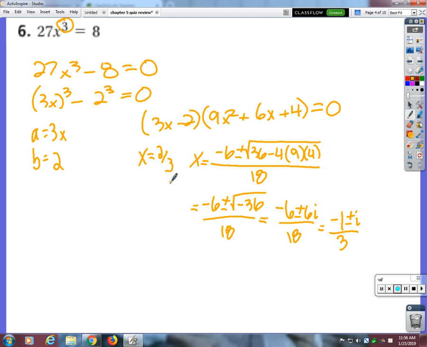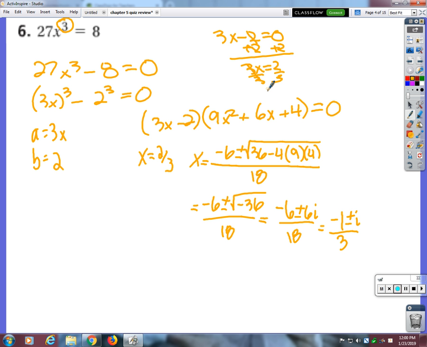Okay, hang on for just a second. Tell me when you're ready, Callista. Okay. I have 3x minus 2 equals 0, and I want to solve that for x. You just go plus 2, and then divide by 3. So that's where the 2/3 came from.